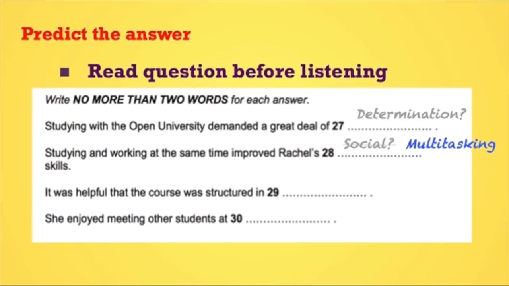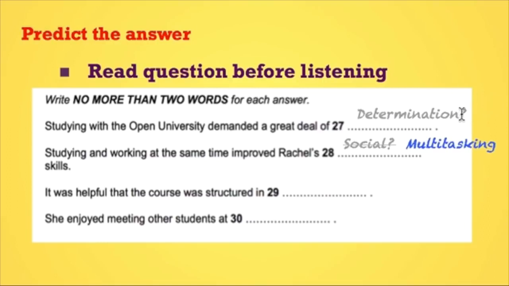My first tip to you is to predict the answer when you're reading the questions before you hear the listening clip. For instance, let's say right now they have asked you to read the questions from 27 to 30 before you listen to the listening clip. So when I'm reading the question, studying with the Open University demanded a great deal of... So you're talking about studying at a university, and I can guess that that would demand a great deal of determination. So it's just a wild, crazy guess.